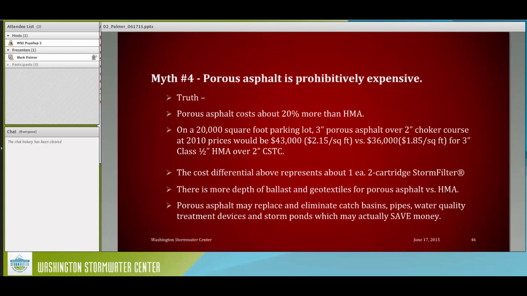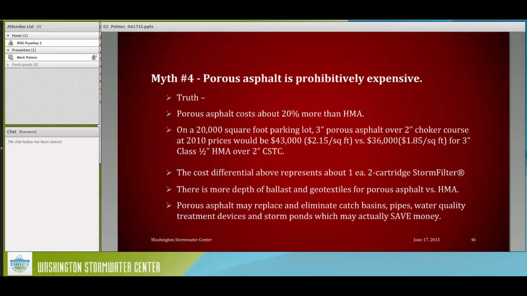An example of a 2010 example is shown here, what that cost differential is. If you think about it, that's about the cost differential at the time of one 2-cartridge storm filter, which you would need at least one of those on that same parking lot. As well as the catch basins and the pipes and everything to get to it, and probably a detention or retention pond on top of that.